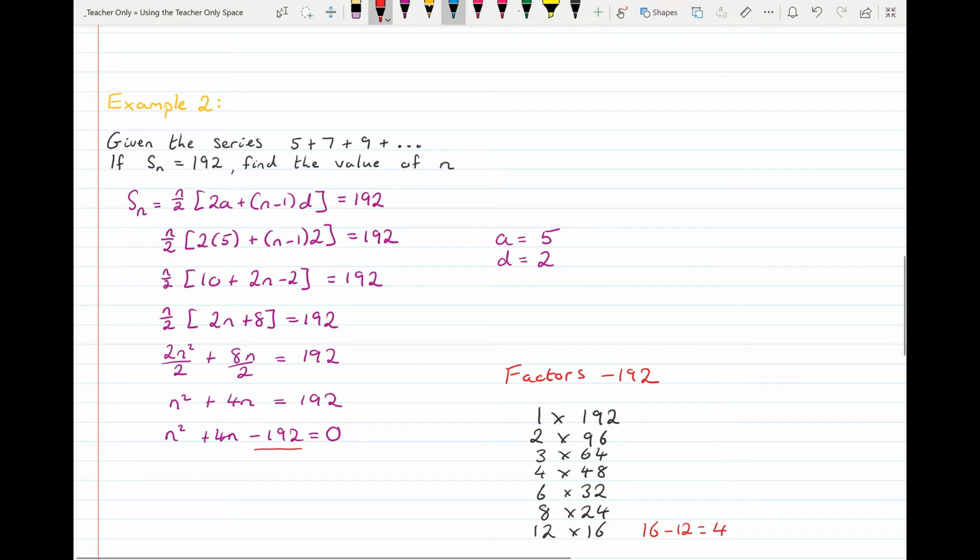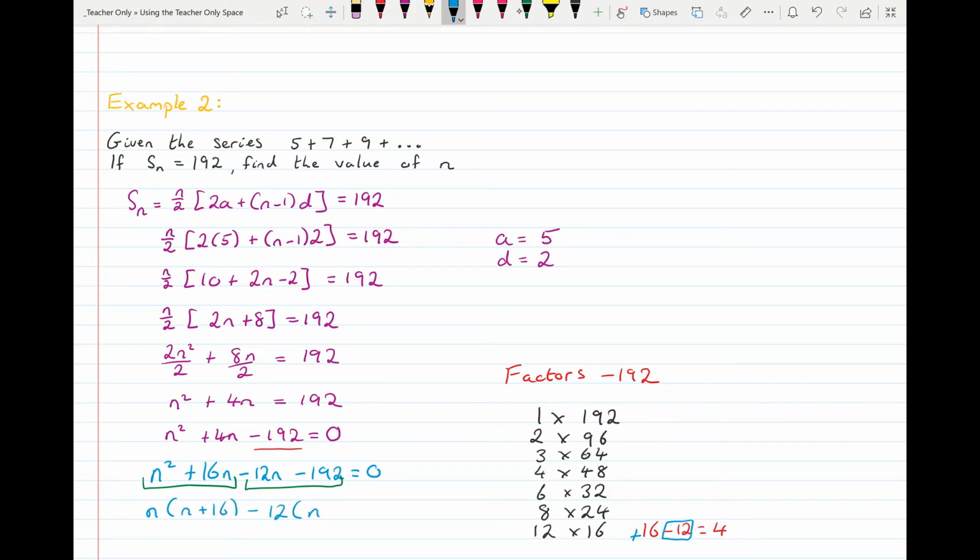So I'm going to have a positive 16 and a negative 12. And I replace the positive 4n in my formula with this. So I have n squared plus 16n minus 12n minus 192 equals 0. Take out the highest common factor out of the first two and the last two. So n bracket n plus 16, minus 12 can come out of the next two, and we're left with n plus 16 equal to 0. So one of my factors is going to be n plus 16, and my second factor is going to be n minus 12, because that's the common factors that we took out, equal to 0.